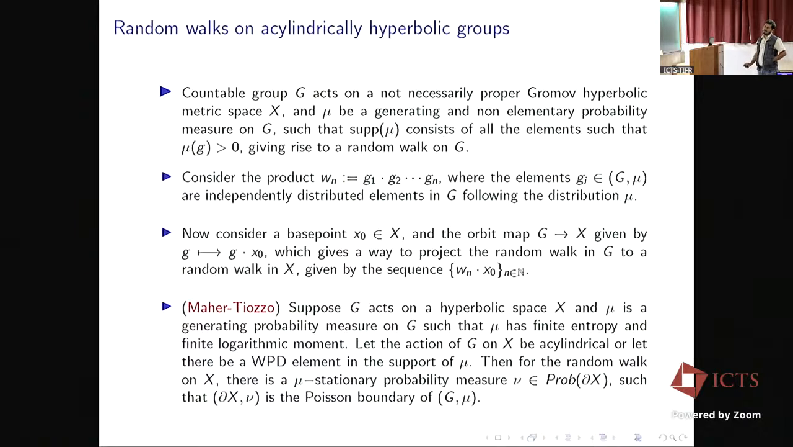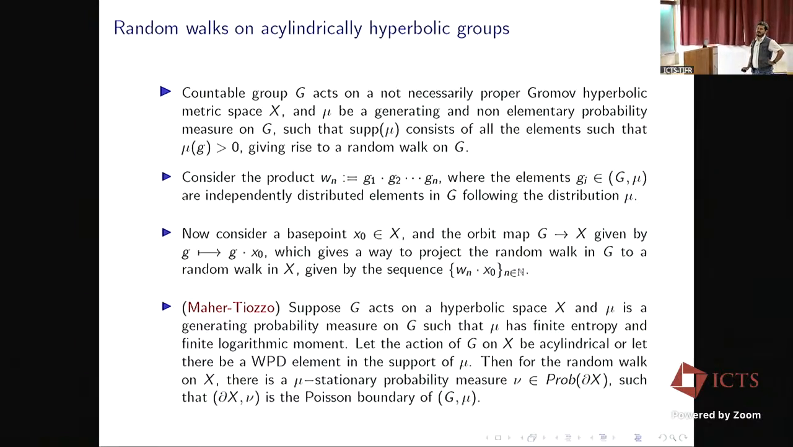Now, what I look at here is the action of a group on a suitable hyperbolic metric space with a WPD element, or more particularly an acylindrical action. So I look at a random walk and look at the orbit map that pushes the random walk into the hyperbolic metric space. Remember that this is essentially not a proper hyperbolic metric space. So it has a boundary, the Gromov boundary, but it is not compact.